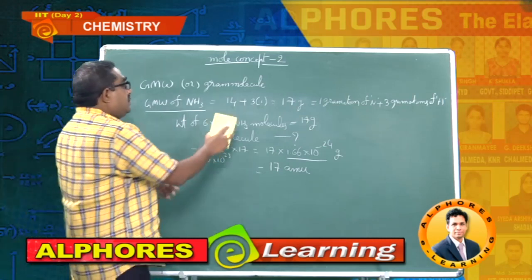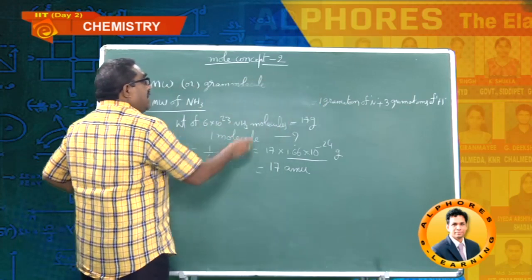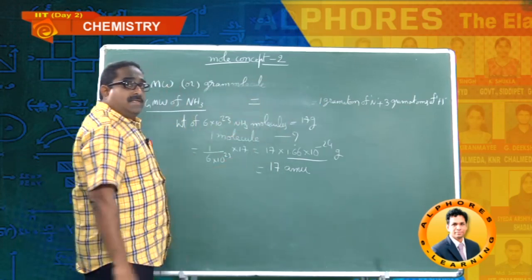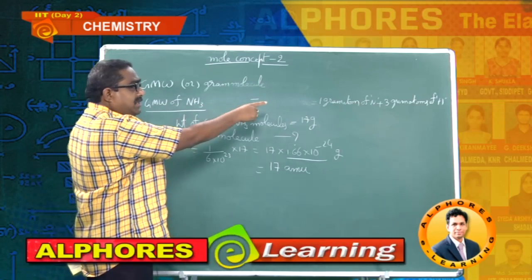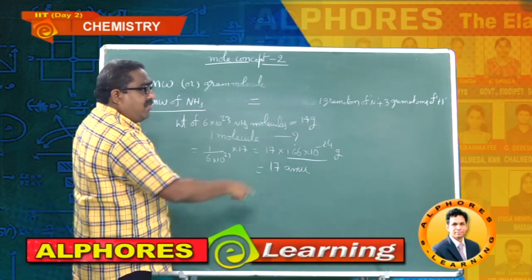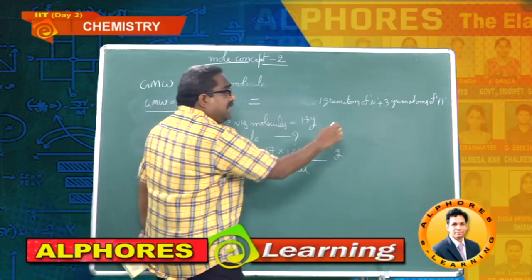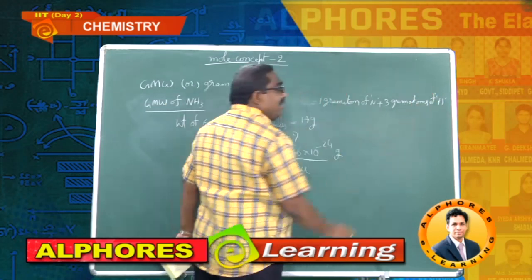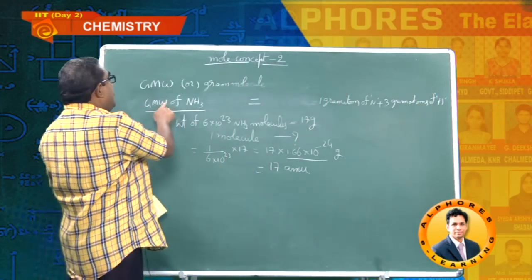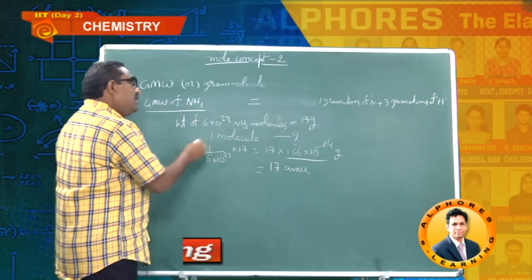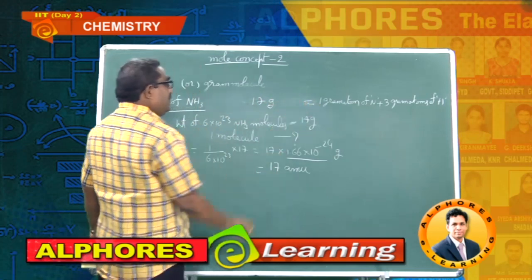Right. So I am going to erase this now. Then you can understand in a simple manner, that is, the gram molecular mass of ammonia is nothing but 1 gram atom of nitrogen and 3 gram atoms of hydrogen. So 1 gram molecular mass of ammonia is nothing but 17 grams.